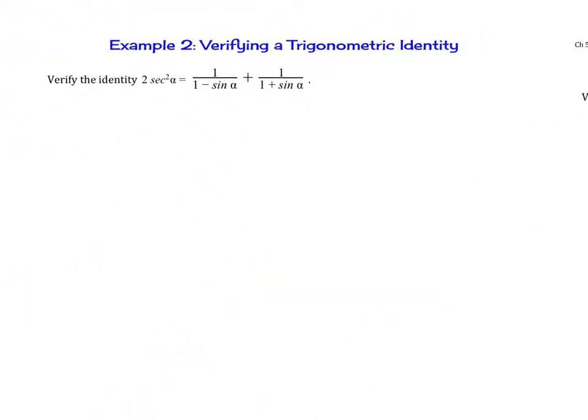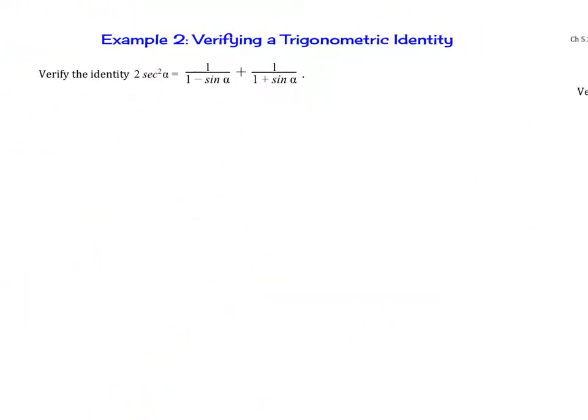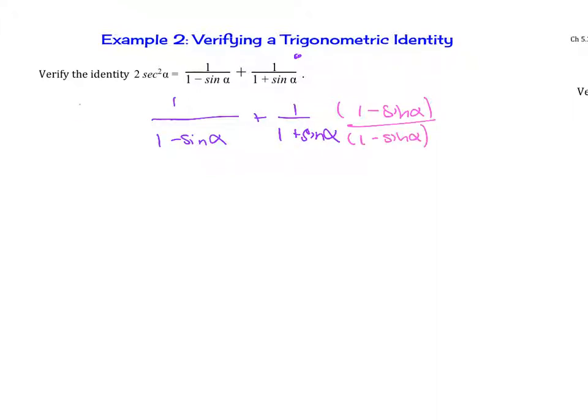So let's verify this identity. 2 secant squared of alpha equals 1 over 1 minus sine of alpha plus 1 over 1 plus sine of alpha. We're going to start on the right side. We want to get a common denominator. So let's do 1 over 1 minus sine of alpha plus 1 over 1 plus sine of alpha. We're going to multiply by each denominator: 1 plus sine of alpha on the left, and 1 minus sine of alpha on the right, over the same thing in the denominator. So it's just multiplying by 1.